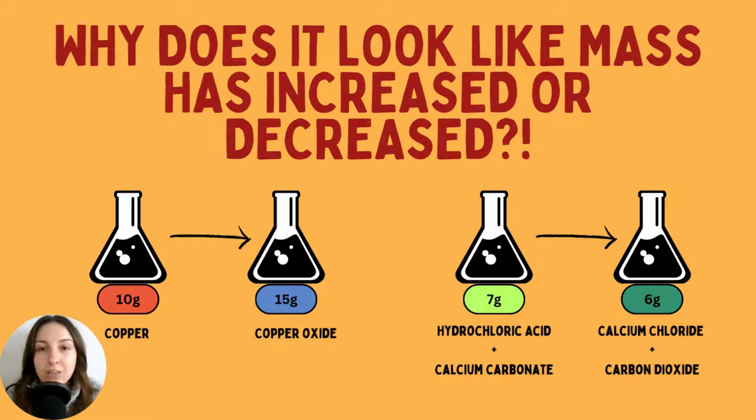And it's the same with how mass can also look like it's decreased in a chemical reaction. And this could be because there has been a chemical reaction that releases a gas. And if there's no, say, lid on the reaction vessel, the gas will actually escape into the atmosphere. And that way it can appear as though the reaction has lost mass. So that is something to be mindful of in the exam if they ever ask you, well, why does it appear as though mass has been gained or lost? And it's because of these two factors.